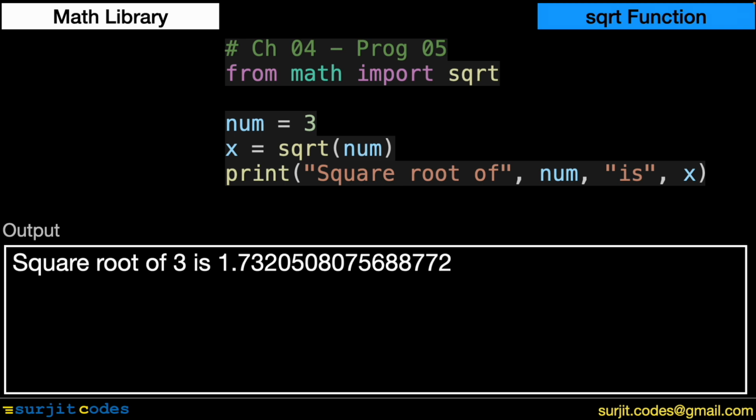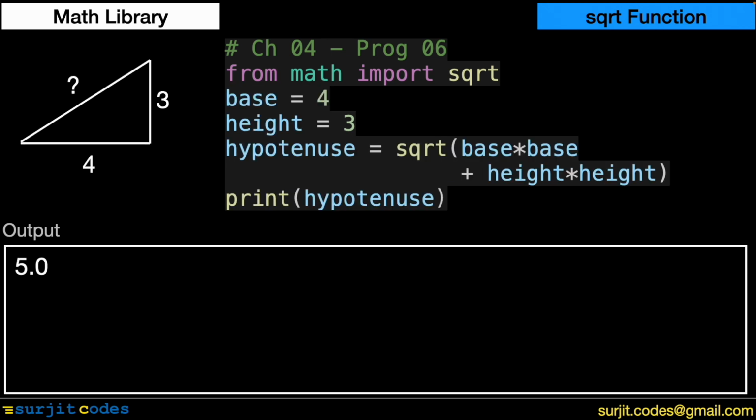Argument of square root can be any arithmetic expression. If the argument produces a negative number, square root will give a runtime error because the result is not a real number. This program gives hypotenuse of the right-angled triangle. It uses the square root function. We know that long Python statements can be written in 2 or more lines.